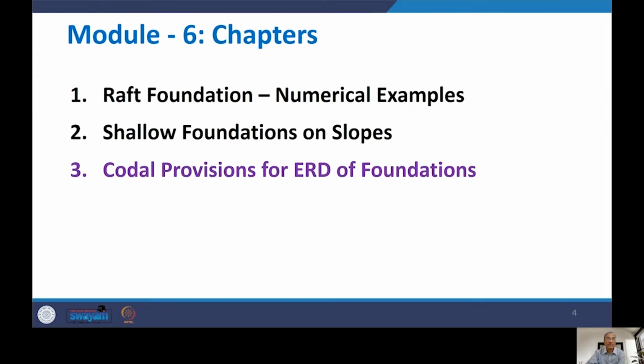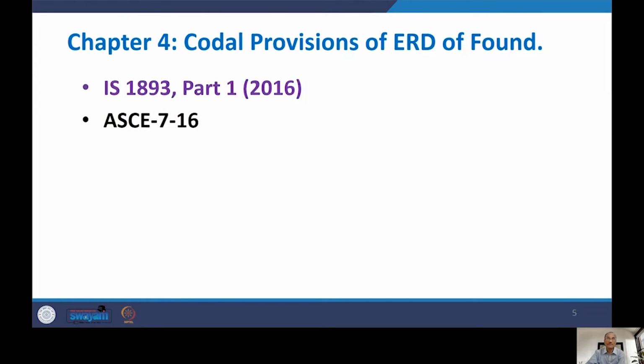When we talk about codal provisions for earthquake resistant design of foundations, we are going to discuss 2 codes. One is the Indian code IS 1893, Part 1, published by the Bureau of Indian Standards in 2016, which is the latest version of that code. Another is the American Society of Civil Engineers code, ASCE 7, with section 16. Let's discuss the first one, which is most relevant to us for earthquake resistant design.